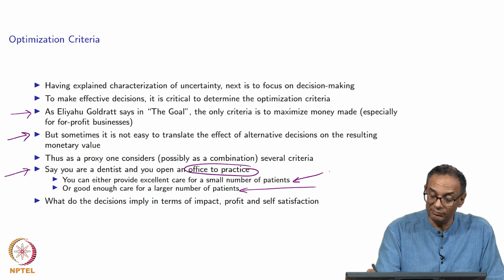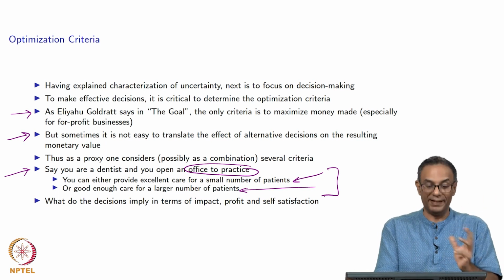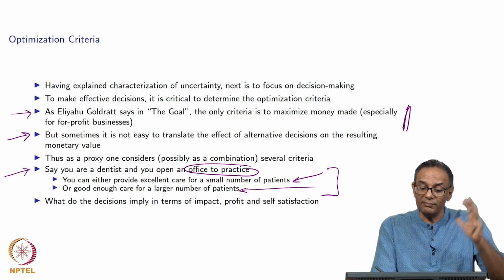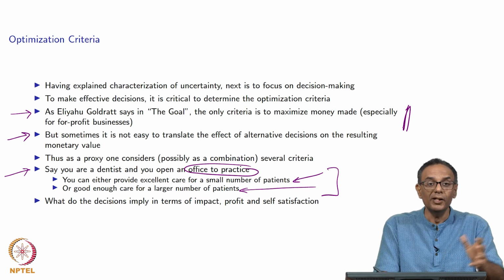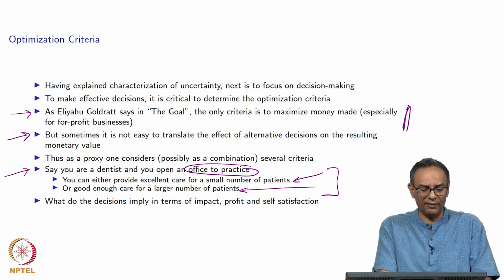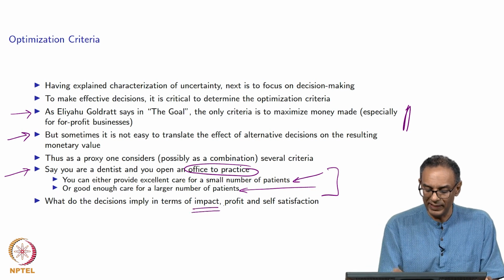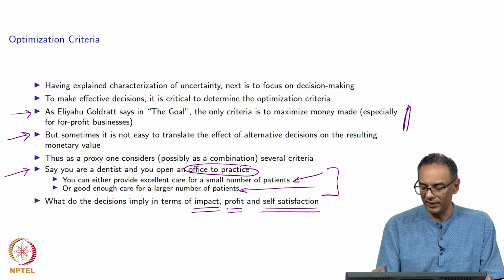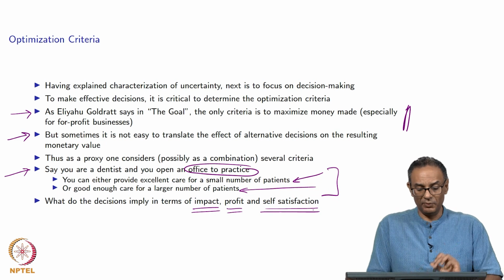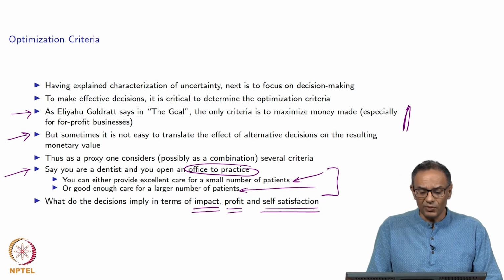Now, when it comes to making money, it is possible that both are equally good. It's not clear which one would be better, and that's what I was trying to say here: you want to maximize the amount of money you make, but it's not clear which decision is going to result in a better monetary value. So there are those kinds of caveats to be careful about. Now, the question is, what do the decisions mean in terms of some other metrics that we're all probably very interested in? If you start a dentist's office, you want to have a lot of impact on people. You want to make sure that you stay profitable, and also you want to stay self-satisfied.